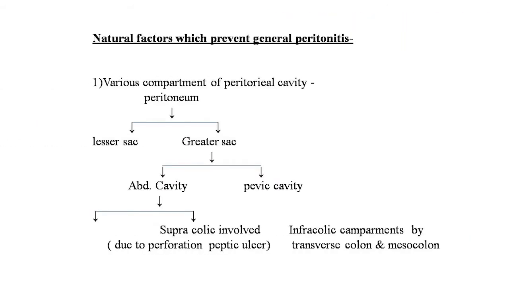Now the natural factors which prevent general peritonitis. First, the various compartments of the peritoneal cavity. First we will see the peritoneum is the main cavity, and there are two sacs, the lesser sac and the greater sac. The greater sac contains the abdominal cavity and the pelvic cavity.